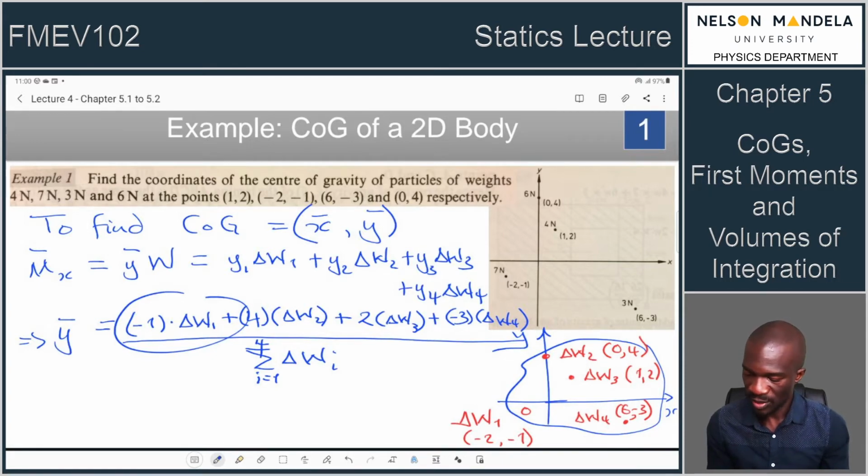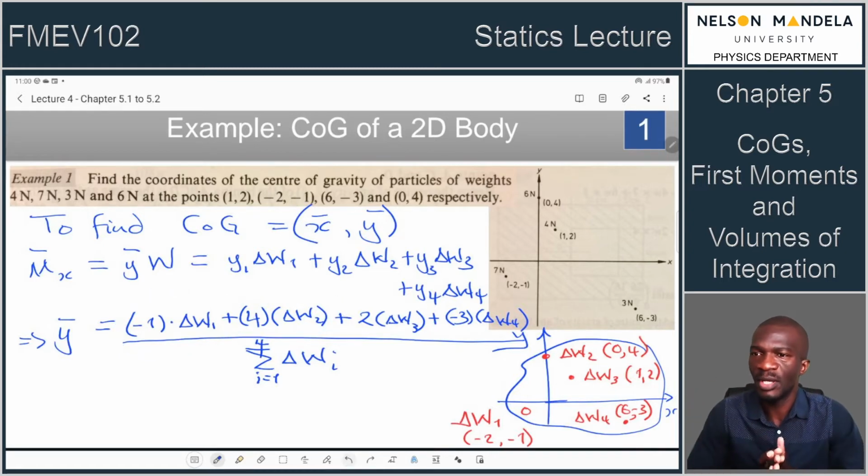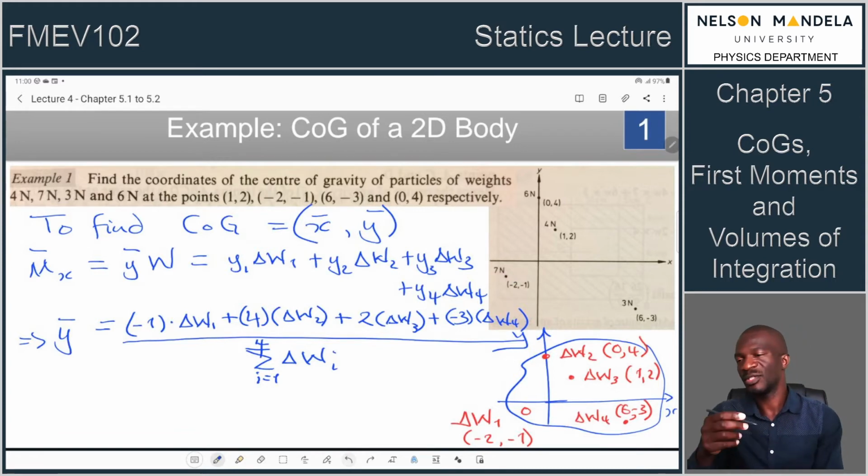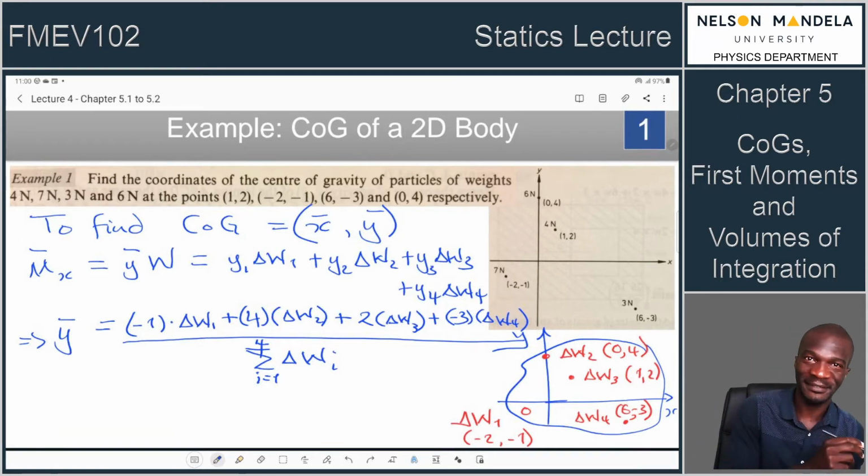And then when we look at this particle at that point, what we're saying here is that when you get the distances and the weights, you also need to be careful of the directions of the moments. When we look at moments about the x-axis, we are looking at the arrangement from the x-axis, and we look at these forces. This force is actually in the negative k direction.